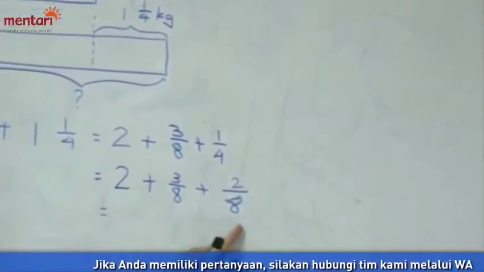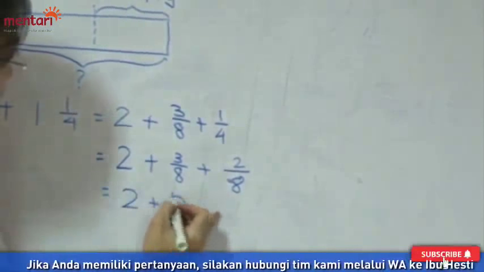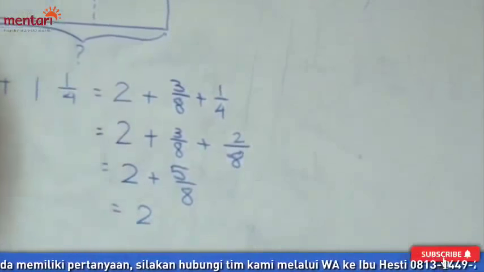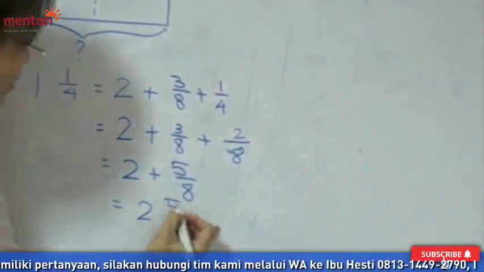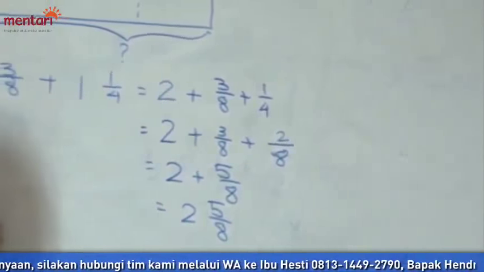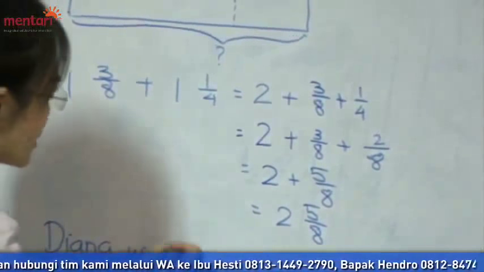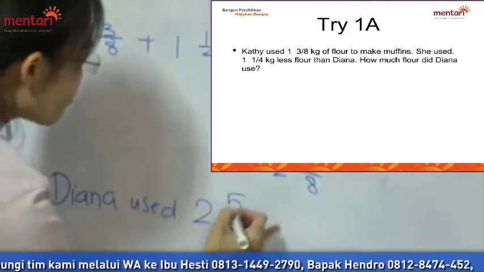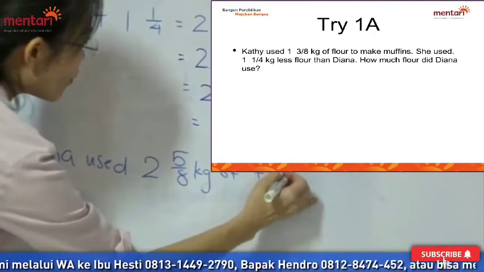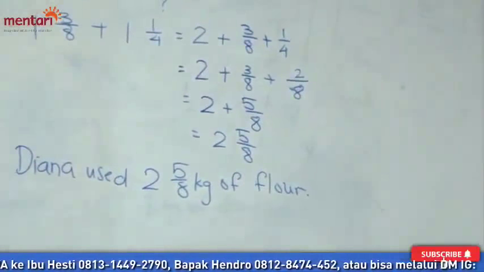So that means we have 2/8. We can add the fractions together first, one thing at a time. Okay? Right. And then it is 2 plus 5/8, which is the same as 2 5/8. And hence, we can say that Diana used 2 and 5/8 kilogram of flour.